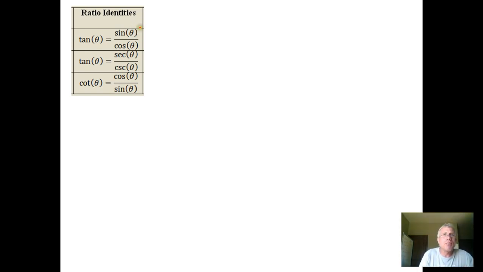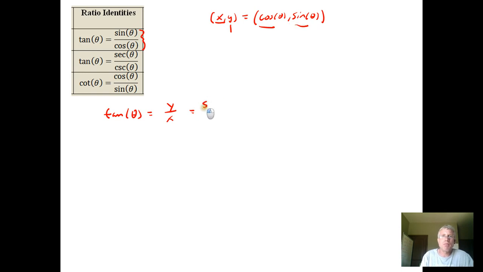So the ratio identities are pretty straightforward. We continue to think about the fact that on the unit circle, the ordered pair xy is the same as cosine theta, sine theta, as long as we're on the unit circle. So on the unit circle, if we define the tangent of theta to be the ratio y over x, but we know that x is cosine and y is sine, then we can just make the replacement. We can replace y with sine theta, and we can replace x with cosine theta, which establishes this result.